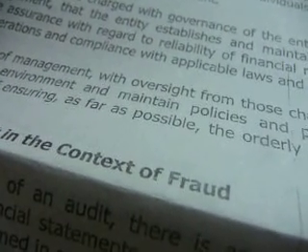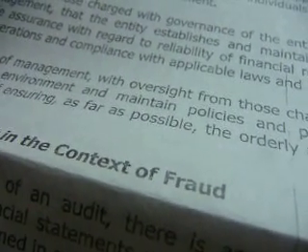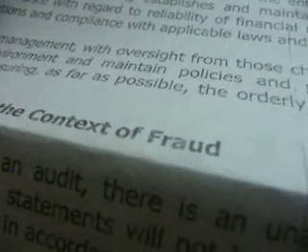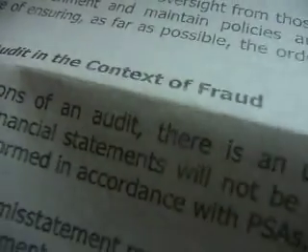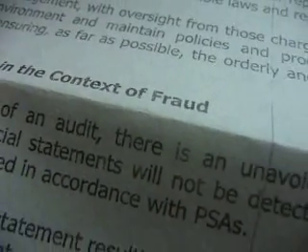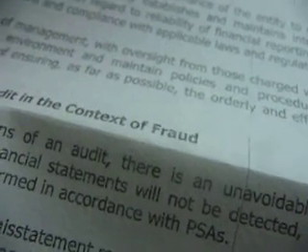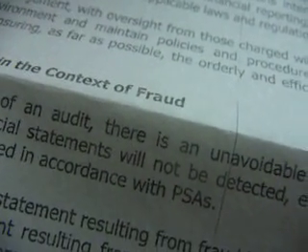It is the responsibility of those charged with governance of the entity to ensure, through oversight of management, that the entity establishes and maintains internal control to provide reasonable assurance with regard to reliability of financial reporting, effectiveness and efficiency of operations, and compliance with applicable laws and regulations. It is the responsibility of management, with oversight from those charged with governance, to establish a control environment and maintain policies and procedures to assist in achieving the objective of ensuring, as far as possible, the orderly and efficient conduct of the entity's business. Inherent limitation of an audit in the context of fraud.